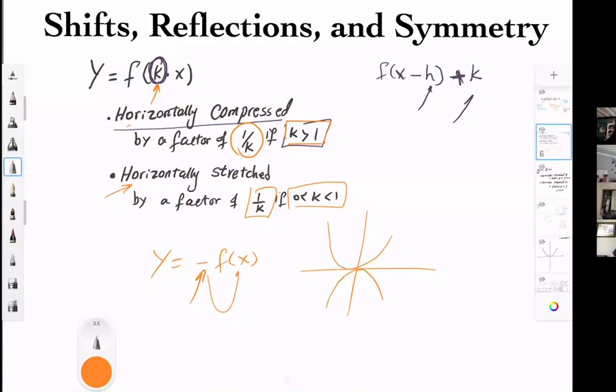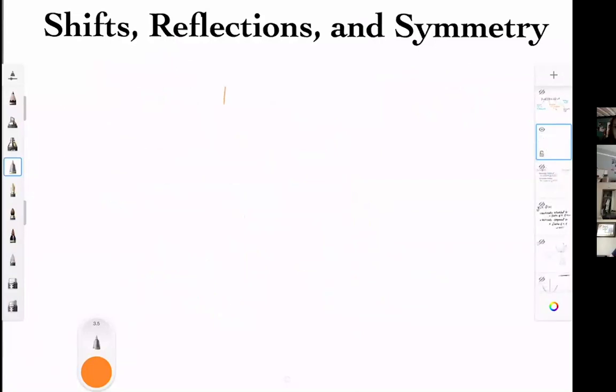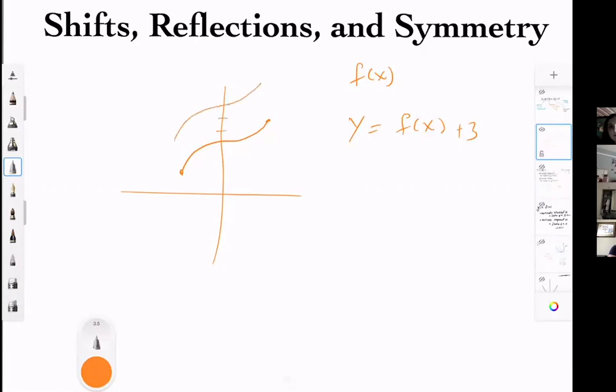How do you know when to use these kind of equations, like horizontal and vertical? So they give you a graph. That's a very good question. For example, I give you a graph like this. I call this one f of x. And I ask you to graph y equal to f of x plus 3. So you graph it, you shift it 3 units up.